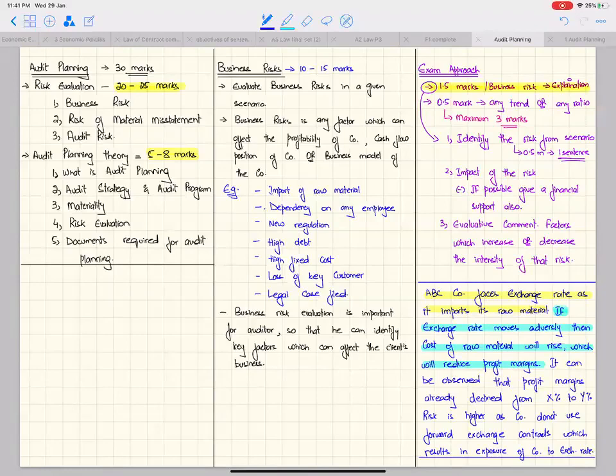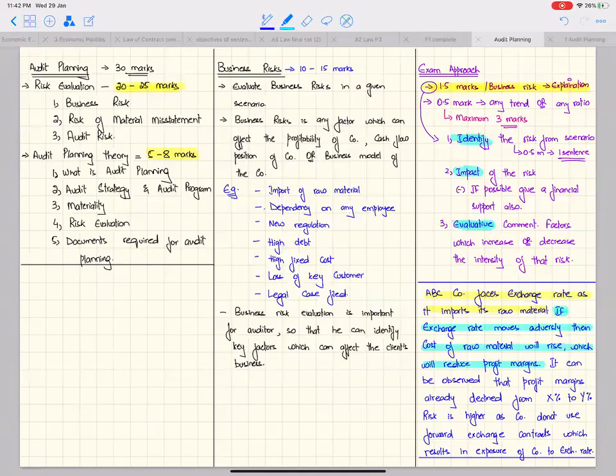Okay. Now what we are trying to do is we will start with the first scenario so that you can have a better idea. But what I want from you is that you need to keep the approach, identify, impact, and evaluative comment in your mind and write each and every risk in this manner. Don't write in a haphazard manner. Follow the approach and soon you will learn the writing ability. Okay?